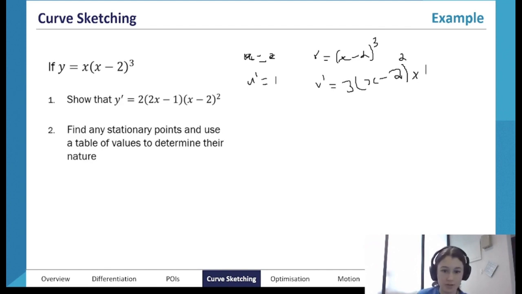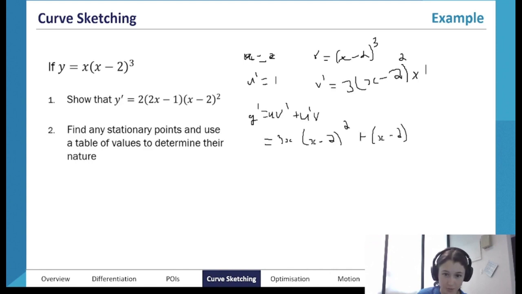So using our product rule, we are going to have uv dash plus u dash v, which is going to give us 3x times x take 2 squared plus x take 2 cubed.